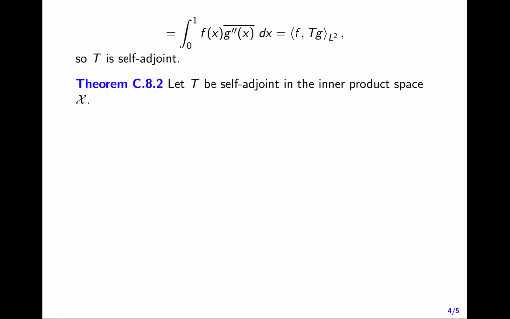Here's one of the reasons we like self-adjoint operators so much. Suppose that T is self-adjoint on an inner product space X, then every eigenvalue of T is a real number. Let's prove this.